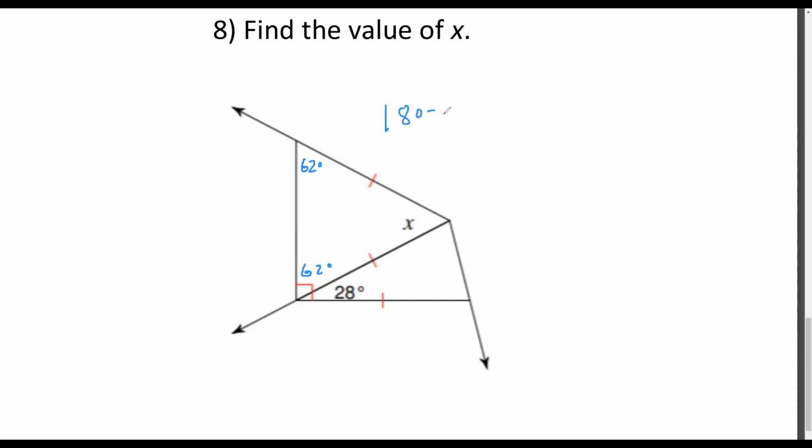So 180 equals x plus 62 plus 62. That's going to be x plus 124. So I take away the 124 from both sides to leave x by itself, so I can figure out whatever x has to be to make it 124. 180 minus 120 is 60, minus 4 is 56.